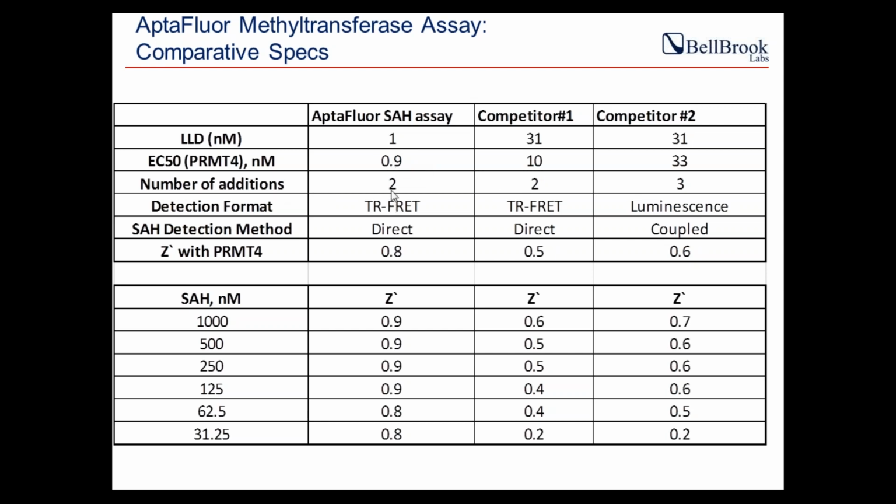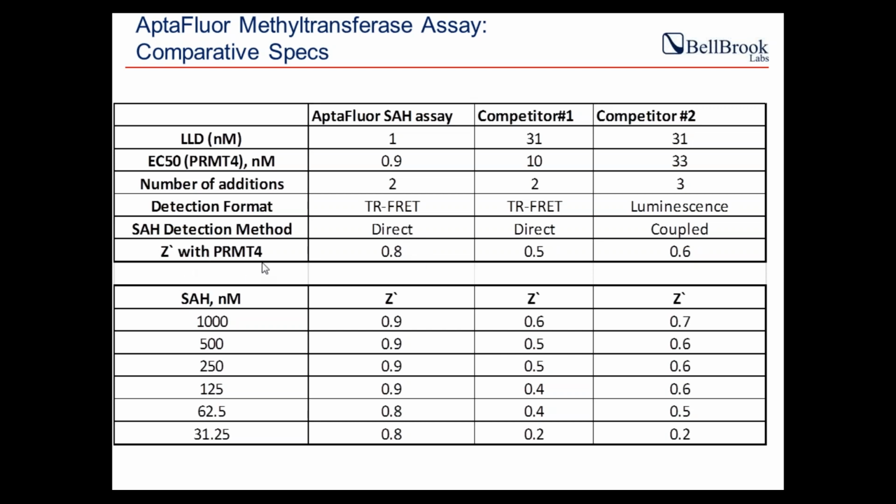Number of additions with the AptaFluor assay and the competitor one was 2. For some other assays, it was 3, which may or may not be a problem for people who have automation capabilities, but that's just an observation. Detection format was TR-FRET or luminescence, and the one thing I would definitely say is this is a direct assay, and there are no coupled enzymes involved. So as SAH is being formed, it starts binding to the 2 pieces if you run it in a kinetic mode, and if not, you just quench the reaction and the SAH binds to the 2 pieces.